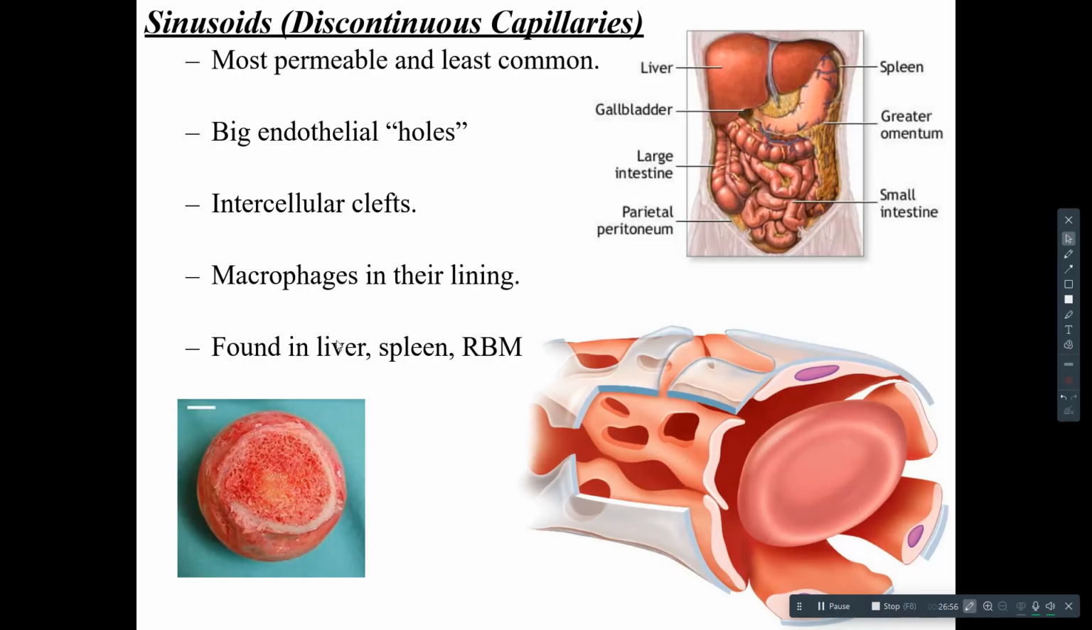I've got these capillaries in my liver and spleen, and often in the liver and spleen, I'm going to find macrophages just hanging out, sitting on one of these clefts, sitting on one of these holes, looking for foreign things flowing through the blood. Of course, in the spleen, looking for old red blood cells as well. So that's my third capillary type, the sinusoids or the discontinuous capillaries.